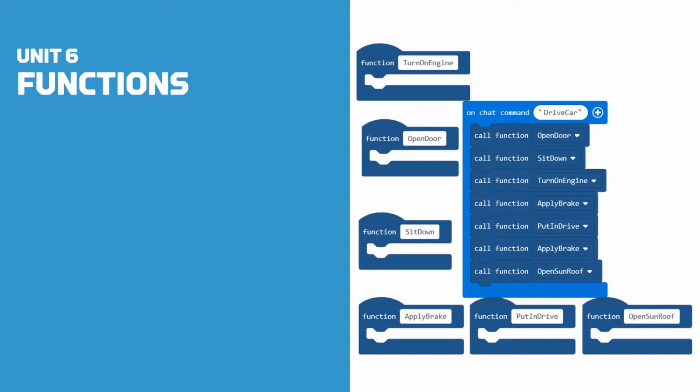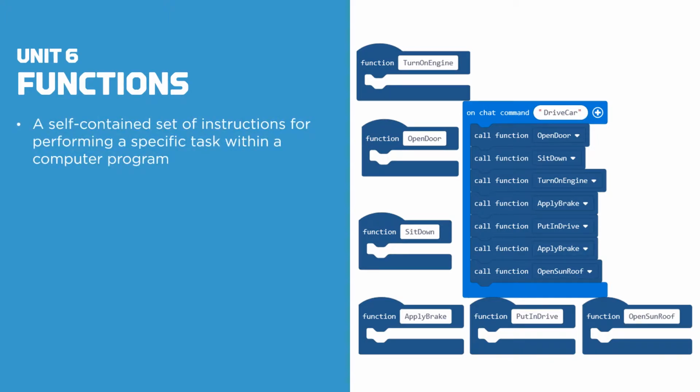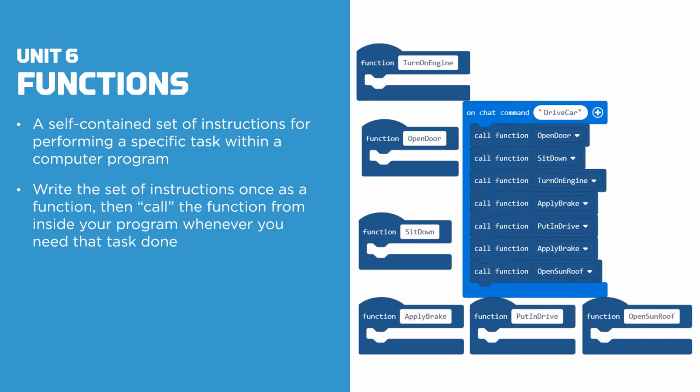Students learn about functions in Unit 6. A function is a self-contained set of instructions for performing a specific task within a computer program. You can write the set of instructions once as a function, and from then on simply call the function from inside your program whenever you need that task done.